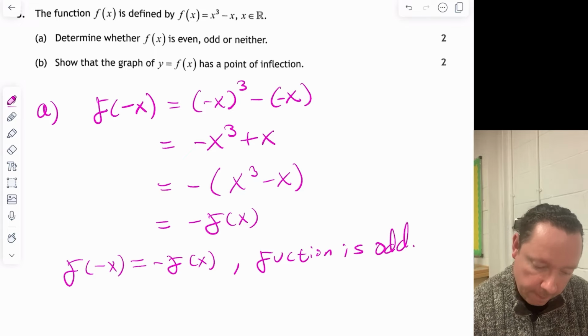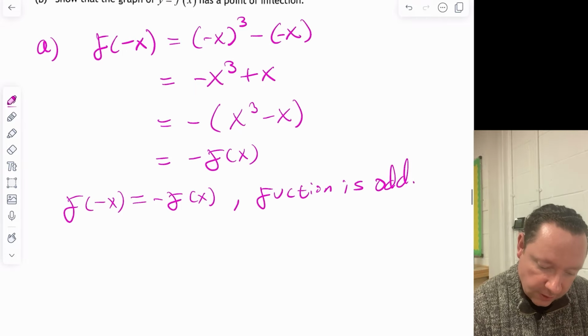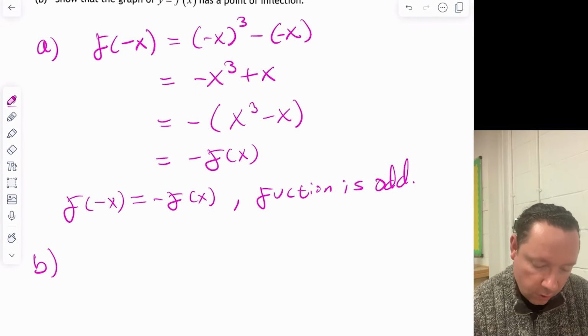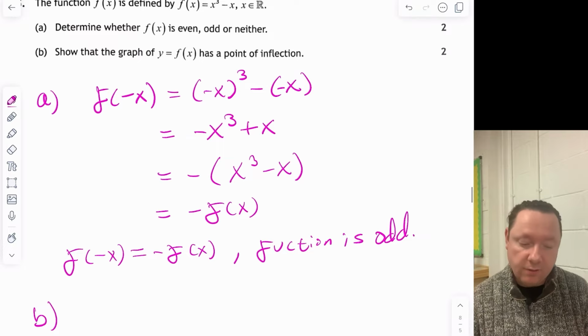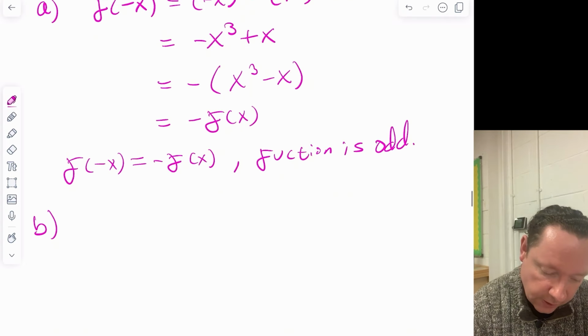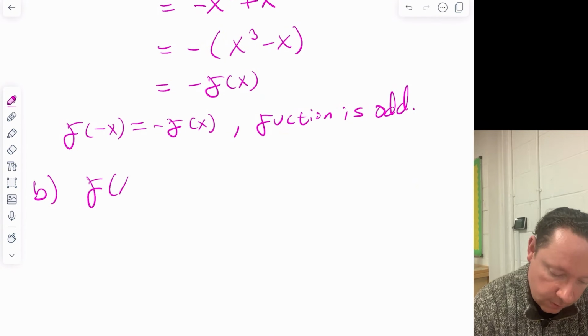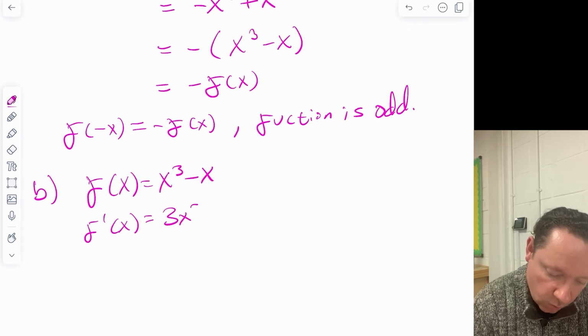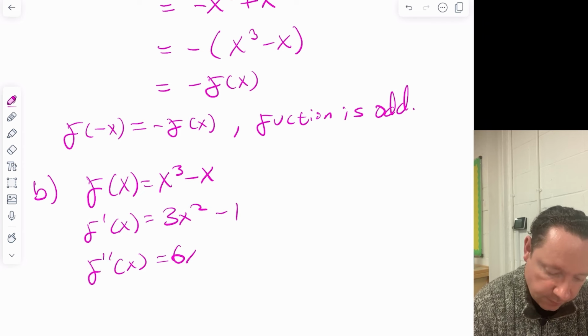And we're done there. Show that a graph of f of x has a point of inflection. So if we're going to get a point of inflection, we're going to examine the second derivative and see whether it's undefined or 0 at some point. So f of x is x cubed minus x. f dash x then, of course, is going to be 3x squared minus 1.